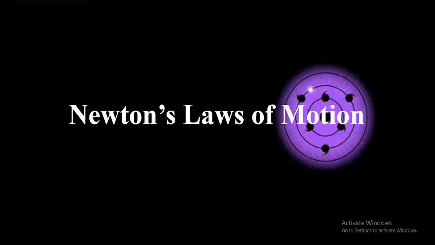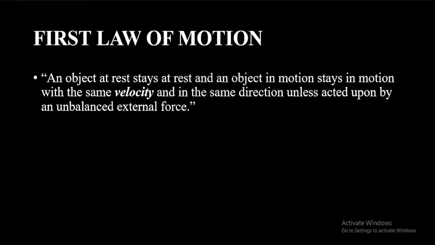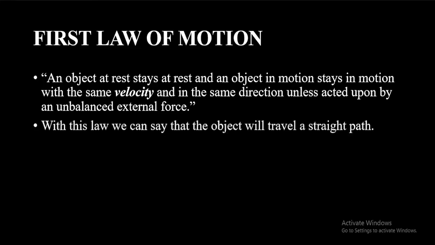Newton's laws of motion. The first law of motion states that an object at rest stays at rest and an object in motion stays in motion with the same velocity and in the same direction unless acted upon by an unbalanced external force. With this law we can say that the object will travel a straight path if it is initially moving unless acted upon by an external unbalanced force.